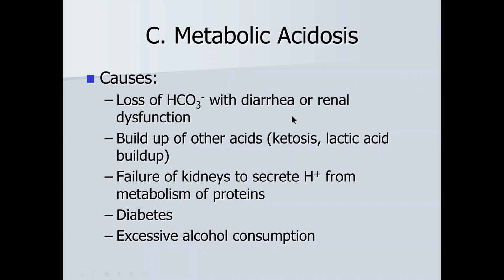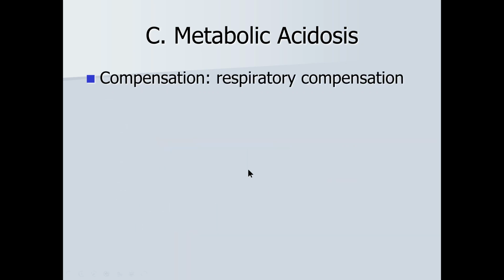If you have severe diarrhea, especially in kids, but you can get it in adults too, you can get a really bad case of bacterial or amoebic dysentery and get into a severe electrolyte imbalance. Or with bad renal function, you can have a lot of acids produced, you can have failure of the kidneys. Diabetes and excessive alcohol consumption are other causes.